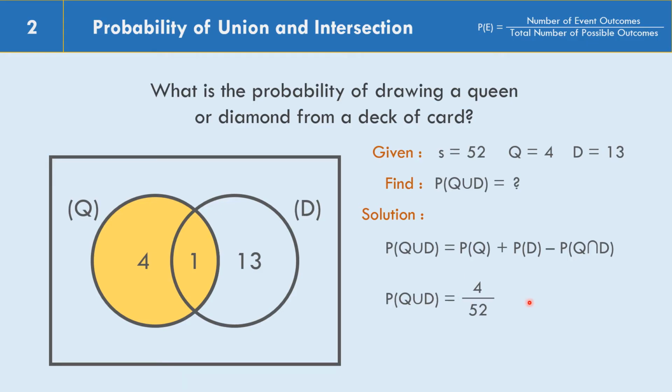How about the probability of the diamond? The probability of the diamond is equal to 13 over 52, total number of possible outcomes, minus the intersection, that is equal to 1. So minus 1 over 52. How to get 1? Because there is 1 queen in a diamond. If we add 4 plus 13 is 17 minus 1, the answer is equal to 16 over 52. The lowest term of 16 over 52 is equal to 4 over 13. 16 divided by 4 is 4, 52 divided by 4, the answer is equal to 13.